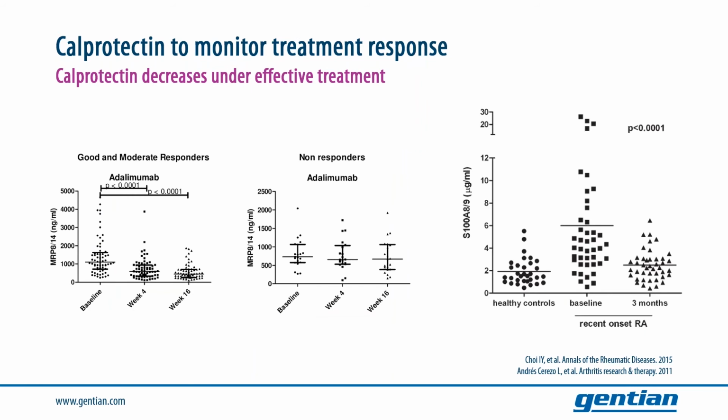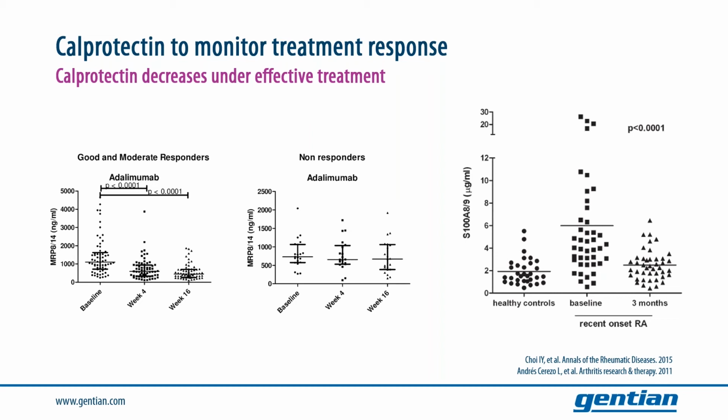In line with the correlation with disease activity, there are reports showing that calprotectin can be used to directly monitor the treatment response. To the left, you see results from a study of Choi and colleagues analyzing the calprotectin levels to monitor the response to biological treatments. They could show that patients responding to the treatment with TNF-alpha inhibitors had decreasing calprotectin levels over time, while non-responders had unchanged calprotectin levels. Similar results not shown here were also reported for 2 additional agents, namely infliximab and rituximab.